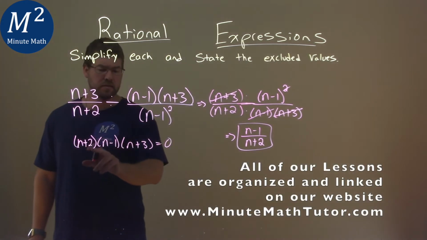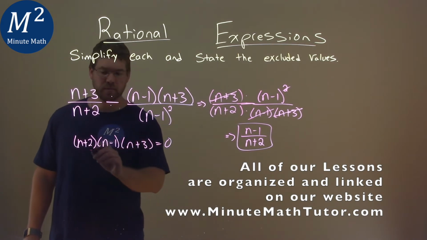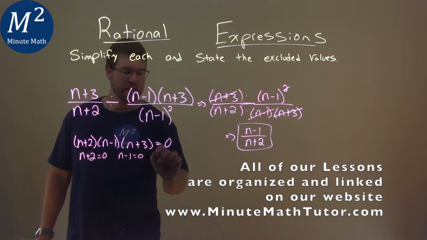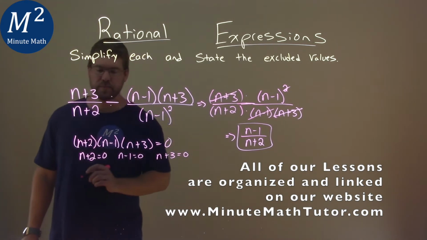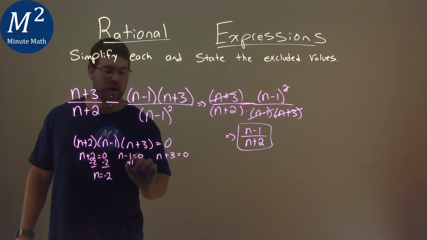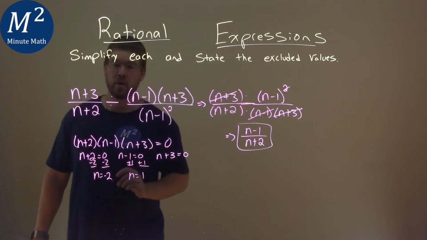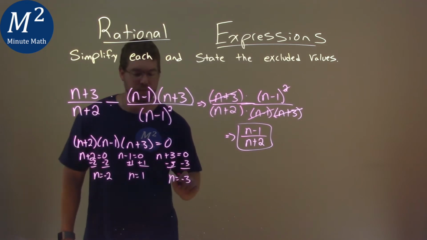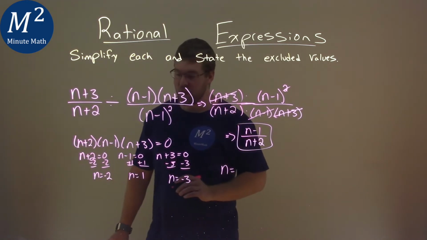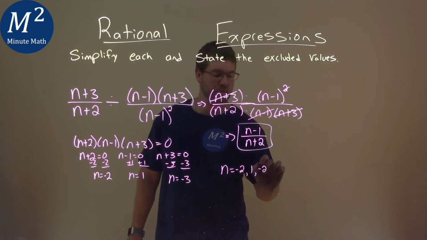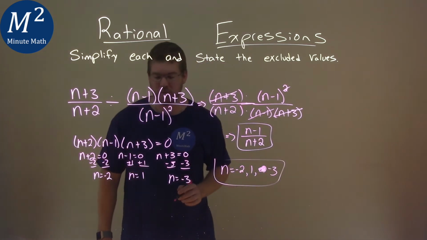But our rules state that each part individually can be set equal to 0 when solving. So n plus 2 equals 0, n minus 1 equals 0, and n plus 3 equals 0. We subtract a 2 from both sides, and n equals negative 2. Add a 1 to both sides, and n equals a positive 1. Subtract a 3 from both sides, and n equals negative 3. And so our three excluded values are when n equals negative 2, n is a positive 1, and a negative 3. I can put a 3 right here. Negative 3. There we go. Sorry, not the best, but you see it now.